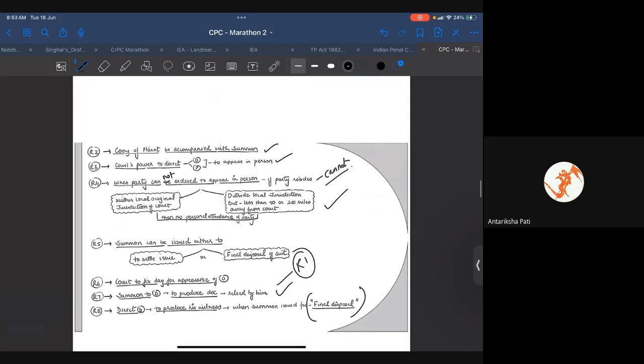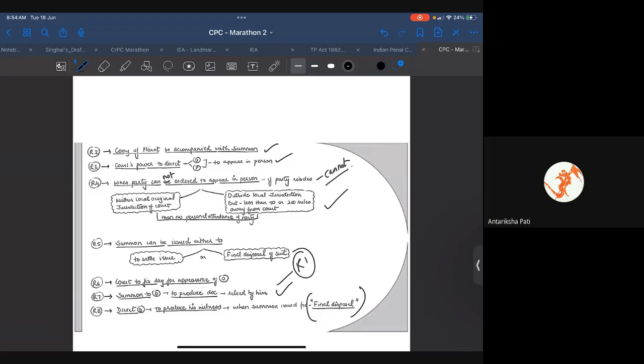A copy of the plaint has to accompany the summons, and the court has the power to direct the defendant or plaintiff to appear in person also. Personal appearance, if needed, can be directed as well. A party can be ordered to appear in person if the party resides within the local jurisdiction, then only he can be attended. Or if it is outside the local jurisdiction, then only if not less than 50 or 200 miles away from the court can personal appearance be ordered.